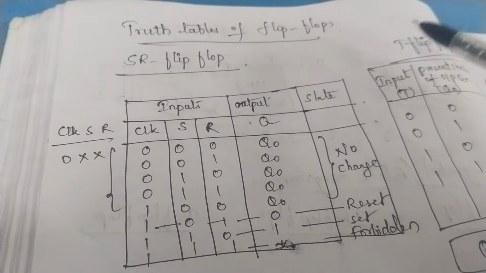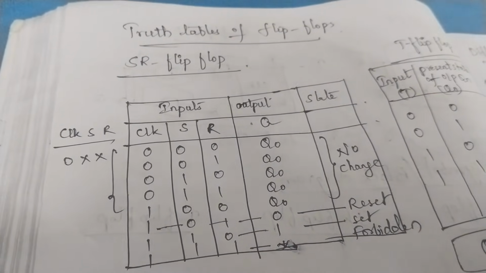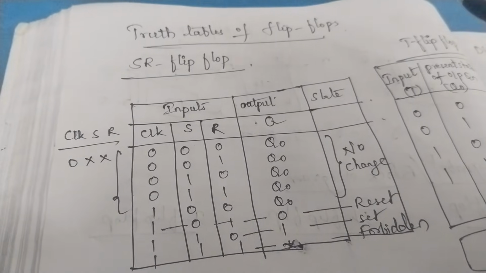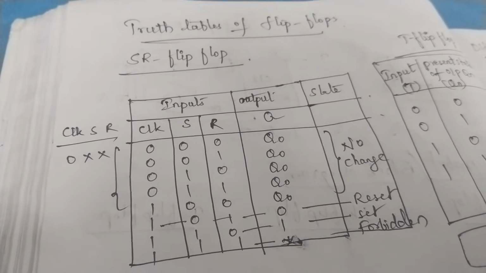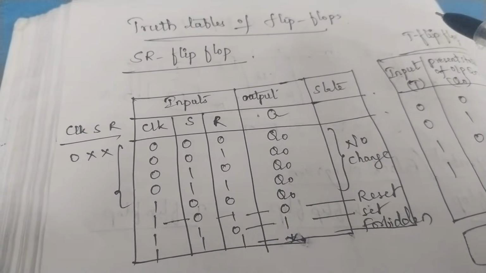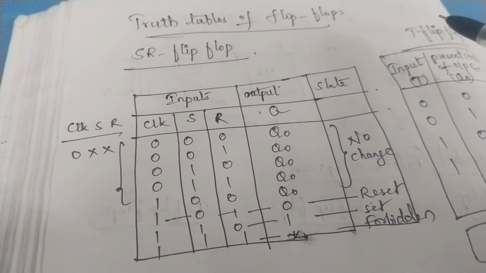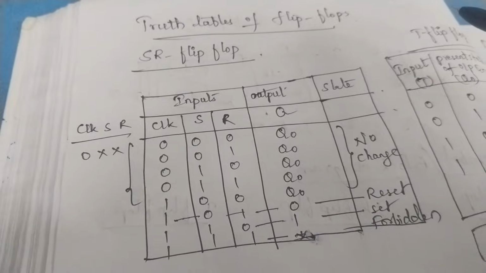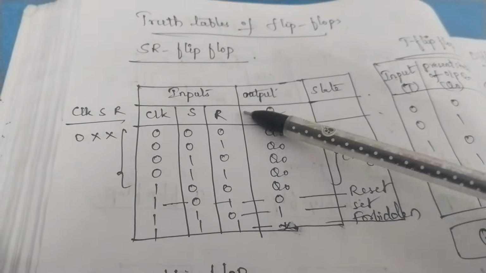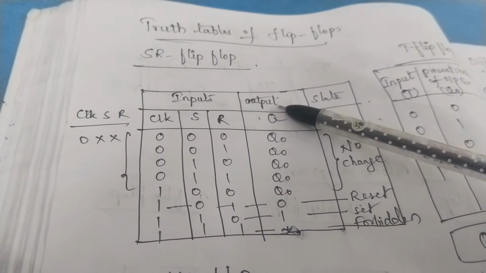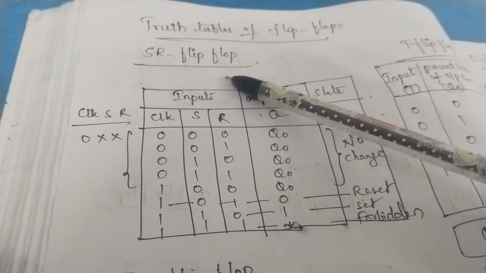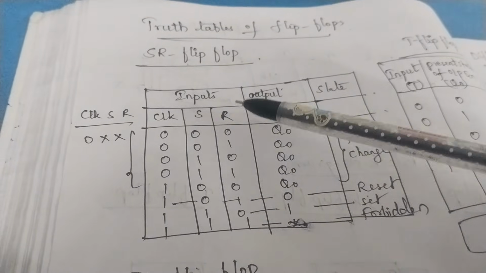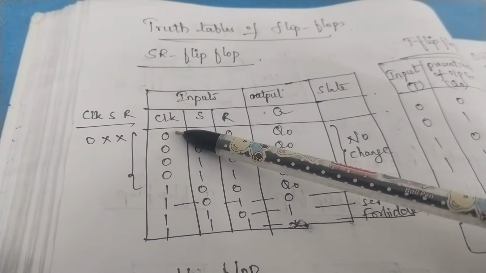The operation of any logic gate or any flip-flop can be well understood by using its truth table, because a truth table explains the relation between input variables and output variables. That's the reason we use truth tables in digital electronics. So see here, the SR flip-flop. For the SR flip-flop we have the inputs S input, R input, and additionally a clock input.